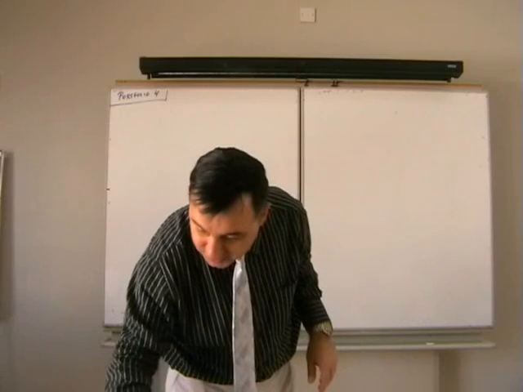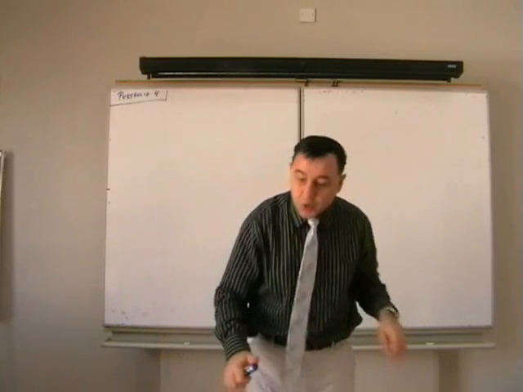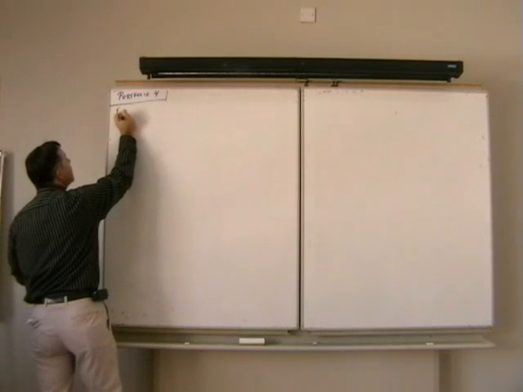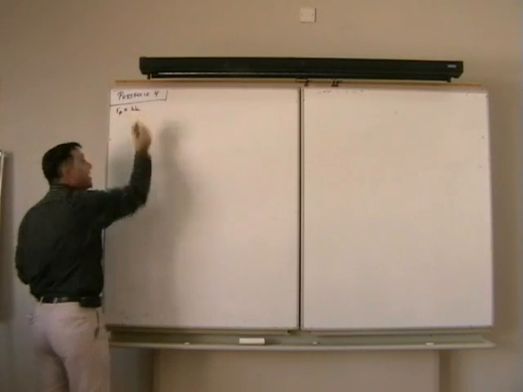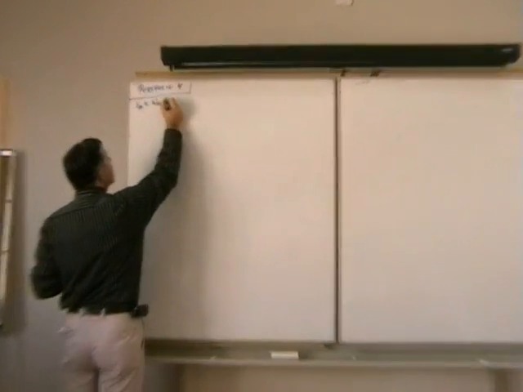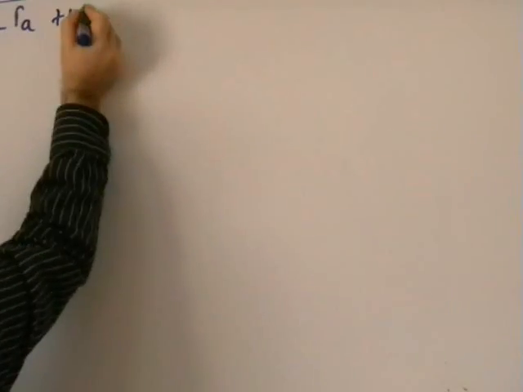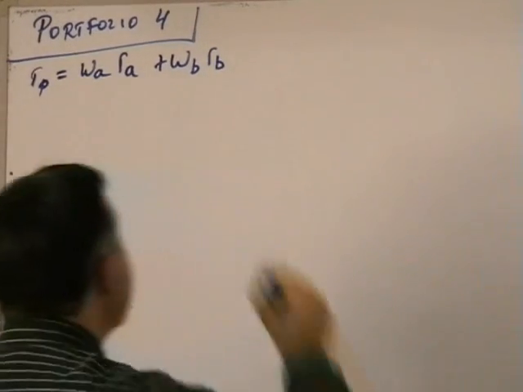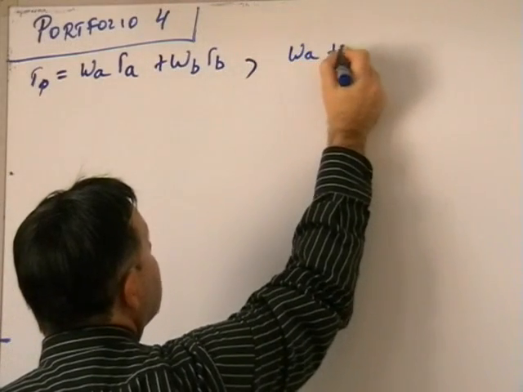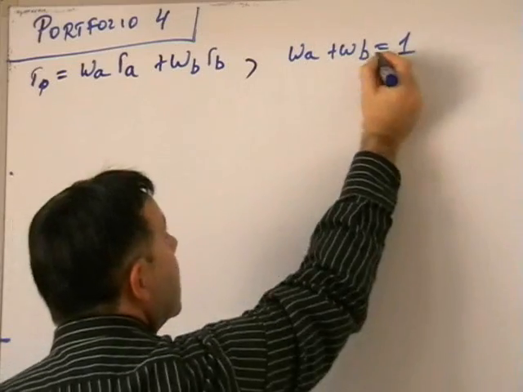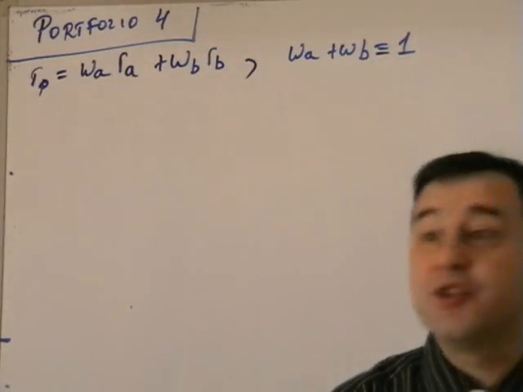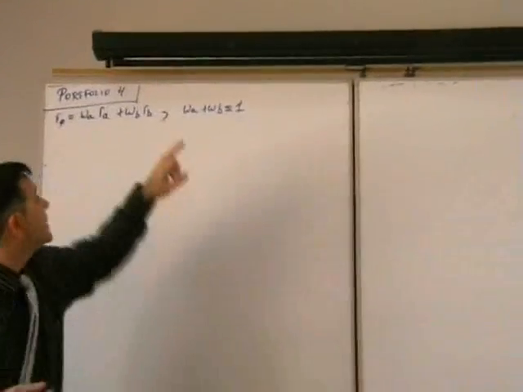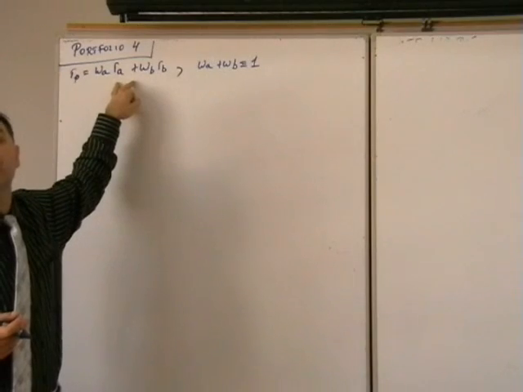Now, let's begin directly with page 169 and some of the rules. Some of the rules are fairly straightforward. The return of the portfolio equals the weight of asset A times the return of asset A plus the weight of B times the return of B, and presumably the weight of A plus the weight of B equals 1, by the definition of weight. So, in other words, the return of the portfolio is simply the weighted average of the returns.